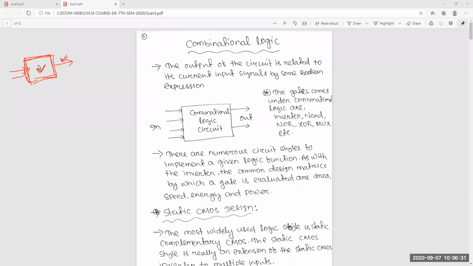We will say that this is combinational logic circuits. Inside this, the circuit may be an inverter, NAND gate, NOR gate, MUX, XOR, adder, multiplier, whatever. But there are one or multiple inputs, and simultaneously we will get an output. This output only depends upon this input. So that is the combinational circuit.